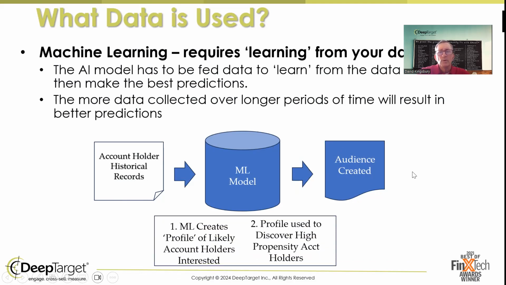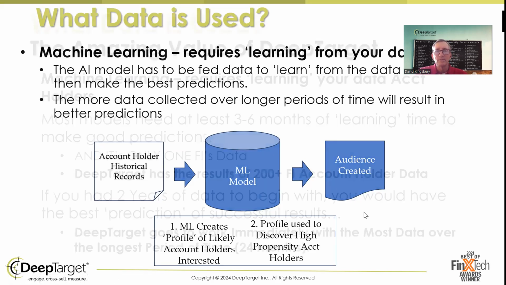Once again, it's going to take your historical data and create a profile of likely account holders that may be interested in a particular product or service. Then it's going to use that model or profile to discover high propensity account holders today, and then create that audience. So the real question is, how relevant is all of this for your audience creation, and how accurate? Relevant to the audience, therefore accurate in those that are seeking this product or service.